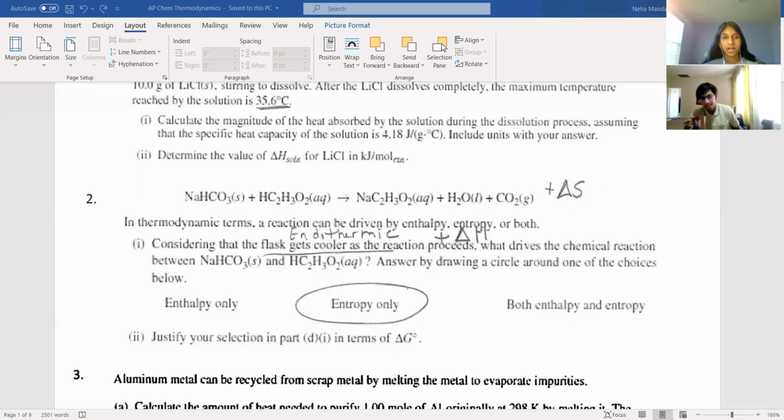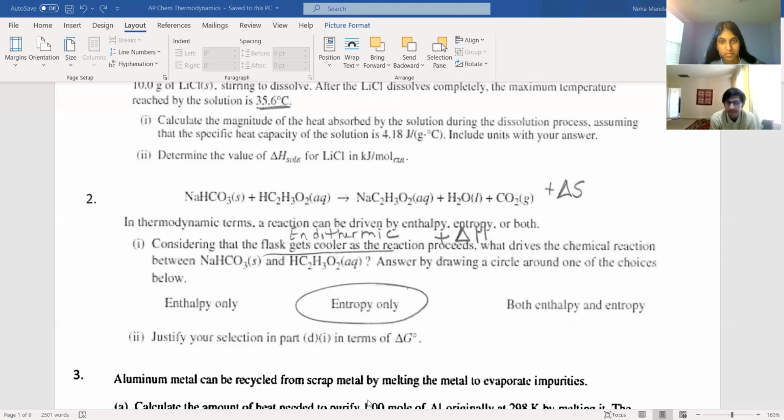Okay, so it says the flask gets cooler, and as the note says, that should indicate that it's endothermic because the reaction is absorbing heat from the surroundings, which in this case is the flask. So that should be plus delta H, like it says. So what drives the chemical? Oh, did they already do it? Yeah, I guess they did. They circled it for us. Okay. Yeah, it would have to be entropy.